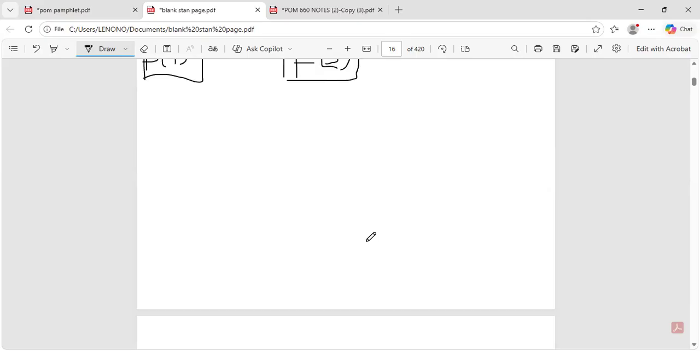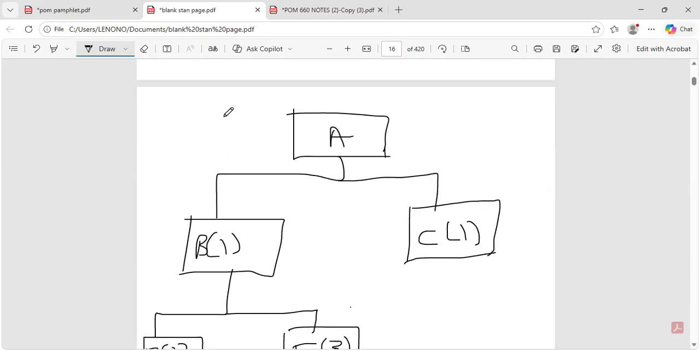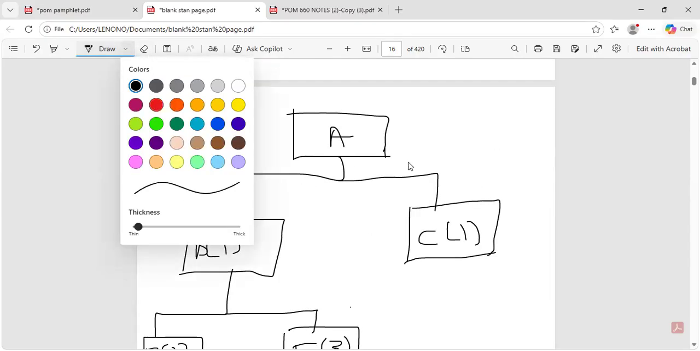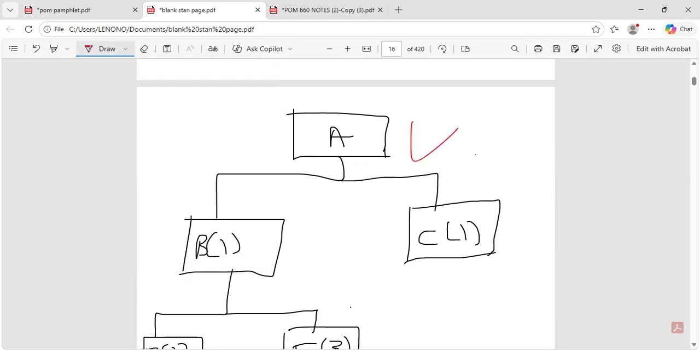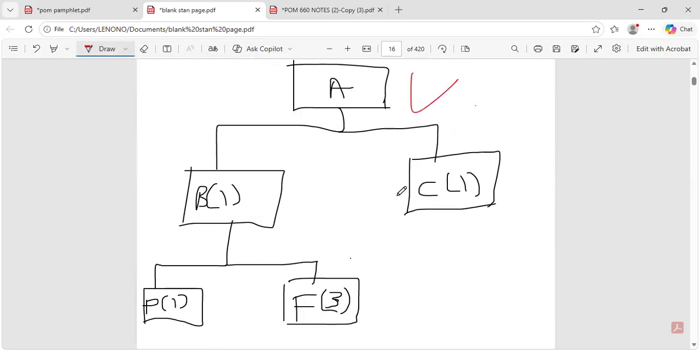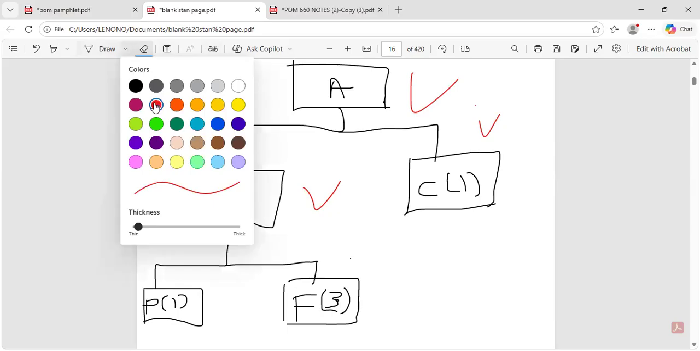So from this structure, we need to start with MRP for A, the final product, before these other ones. These other ones are dependent on A. If you don't do A, you can't do B and C. And if you don't do B, you can't do P and F. You get my point, right? Right, so let's move on.